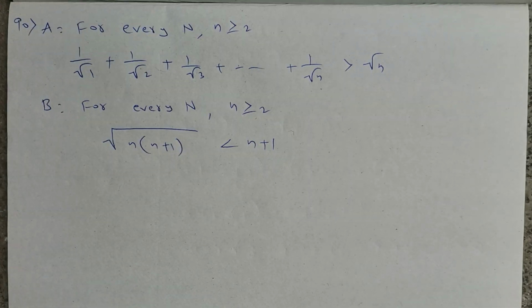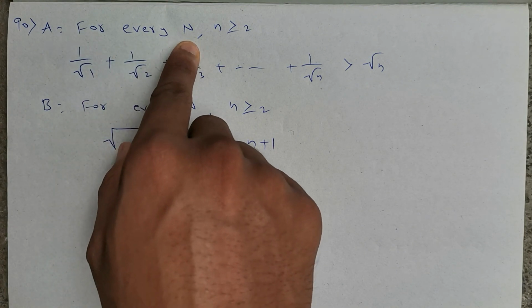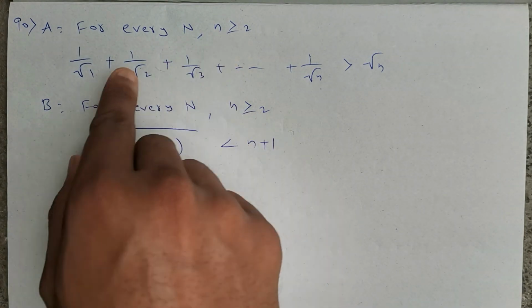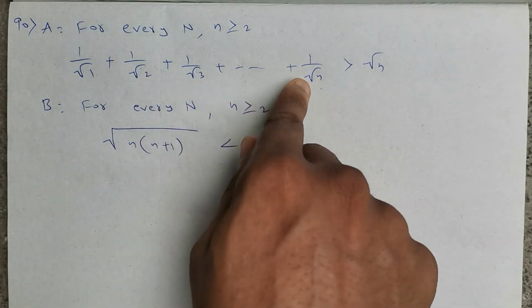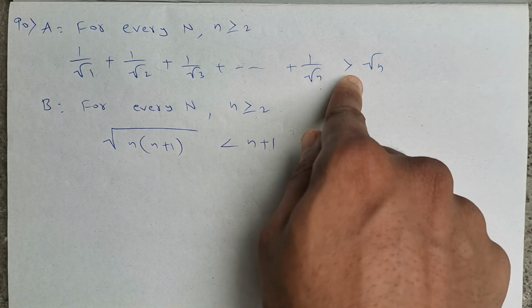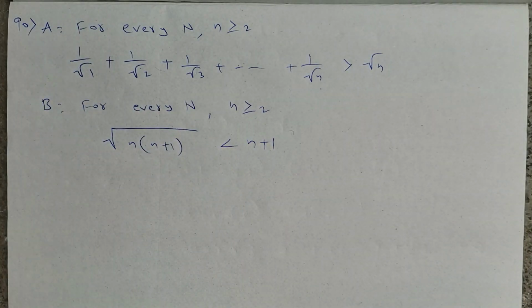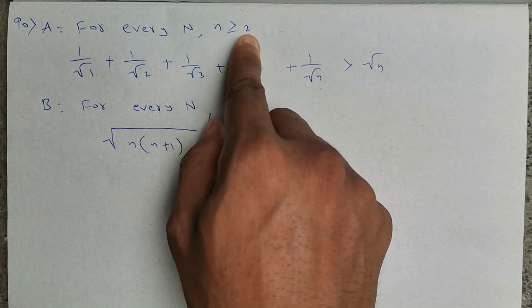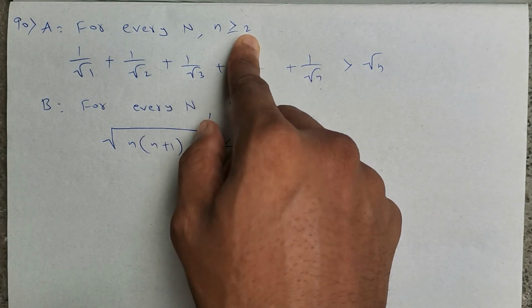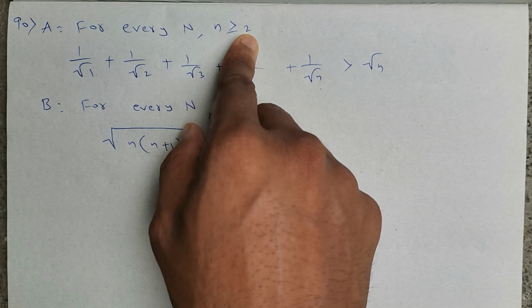Okay, the next question is: for every n, that is natural numbers, n greater than or equal to 2, 1 by root 1 plus 1 by root 2 plus 1 by root 3 plus, and so on till 1 by root n, is greater than root n. He gave this as statement A. So let us check whether it is a true statement or not. He said very clearly n should be greater than or equal to 2. So it is compulsorily equal to 2 or greater than 2 only. It should not be 1 or less than 1.